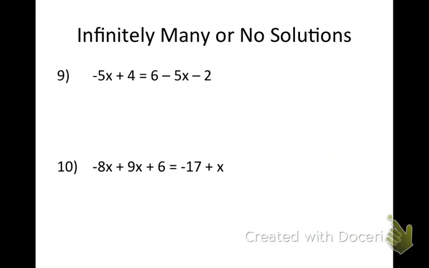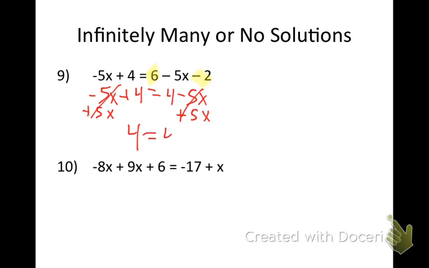Next part we're going to talk about here. Well, let's look at number 9 here. Negative 5x plus 4 equals 6 minus 5x minus 2. Can I combine the 6 and the negative 2 there? Yeah, I can combine those. So I get negative 5x plus 4 equals 4 minus 5x. Now, in equations, we're always going to move variables to the same side, right? So I'd want to add 5x to both sides. What happens though? My x's cancel out. I'm left with 4 equals 4.